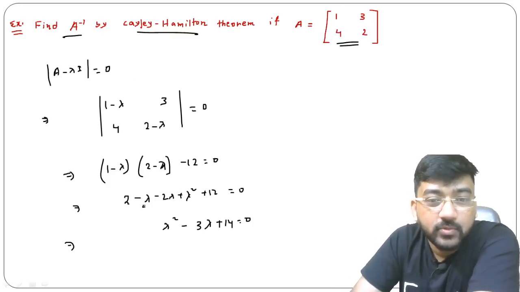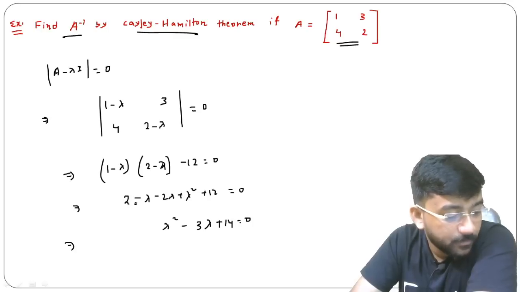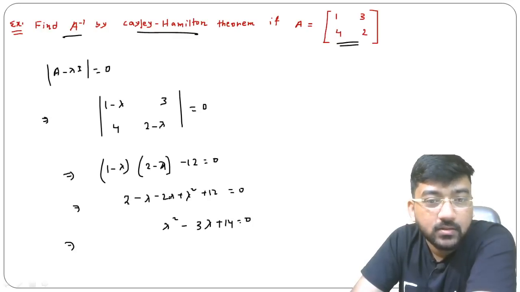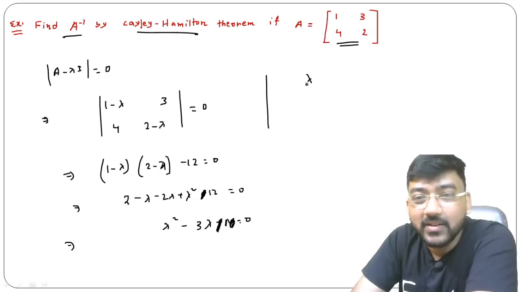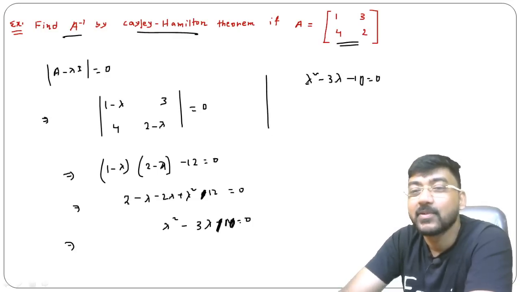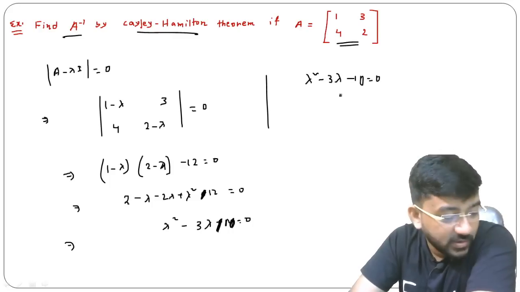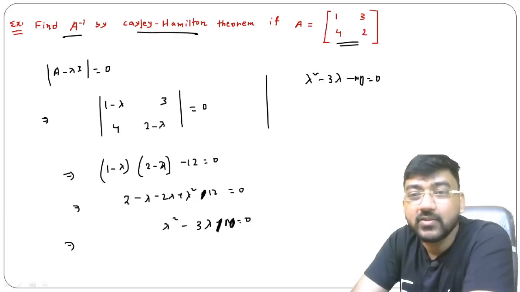So (1-λ) and (2-λ). So that will be 2 - λ - 2λ + λ². This is minus 12, sorry. So minus 12 plus 2, so this will be minus 10. So we have λ² - 3λ - 10 = 0. Okay, so this is our characteristic equation: λ² - 3λ - 10 = 0.